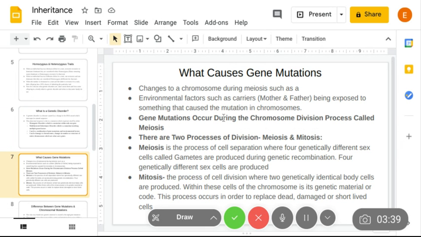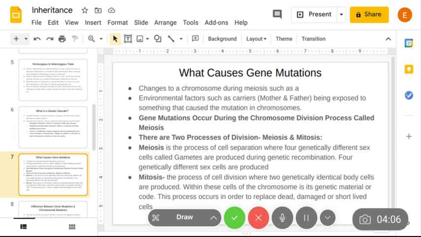Changes to a chromosome during meiosis, such as an environmental factor, as carriers from the carrier mother or father being exposed to something that caused the mutation in the chromosome. Gene mutations occur during the chromosome division process called meiosis. There are two processes of division, meiosis and mitosis.